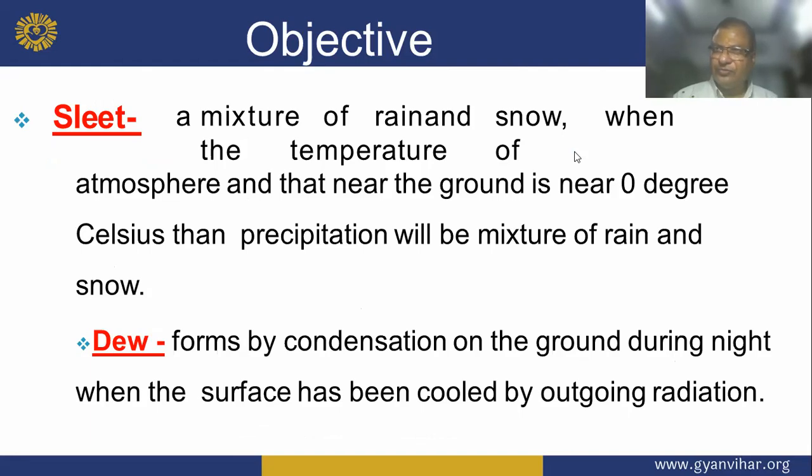Dew is actually formed by condensation on the ground during the night when the surface has been cooled by the outgoing radiation.